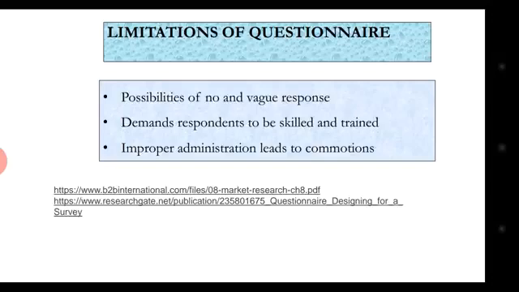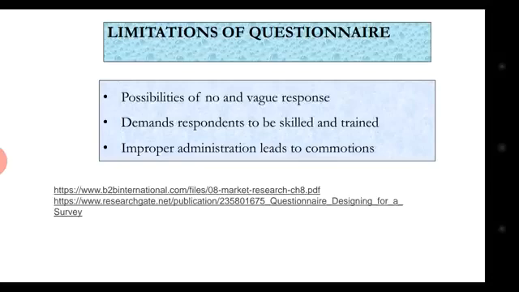So here you must be very cautious about your group. To whom am I going to give my questionnaire? Who are my respondents? Only if you fix your respondents will you be able to formulate the questionnaire in such a way that it facilitates easy understanding, and the possibilities of no and vague responses will be totally avoided. If you know the characteristics of your respondents and set up the questionnaire accordingly, then I think the questionnaire will have no such limitations at all.